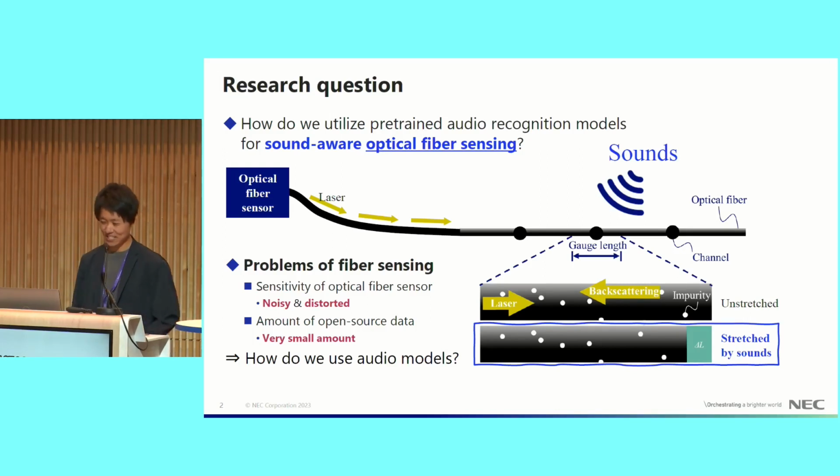Anyway, we focus on sound-aware optical fiber sensing. This is very simple. By using optical fibers, sounds or vibrations or temperature can be captured. This optical fiber is really a normal, simple fiber. So here we have two problems in optical fiber sensing. First, the sensitivity of the fiber sensor. The data is really noisy and distorted compared with microphone data. And the amount of open source data is really limited, in other words, very small. So here, how do we use audio models is our research question.